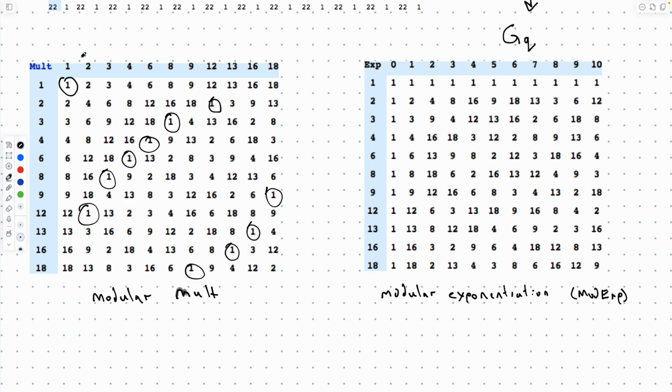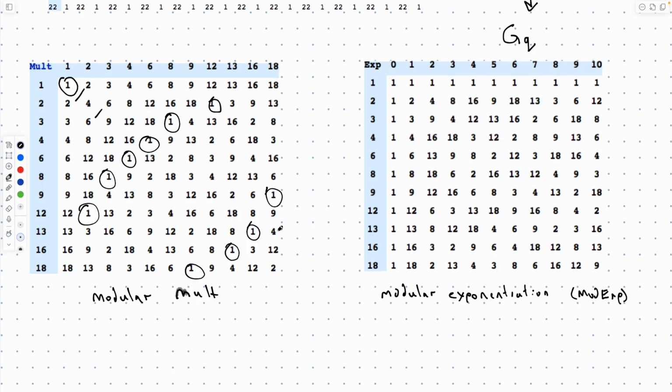Is 3 times 2 the same as 2 times 3? It is. So again, this is a symmetric table, so you can see that elements repeat across the diagonal. So it has all those same properties. Okay, let's go to the exponentiation table. Actually, no, let's go back to the multiplication table.